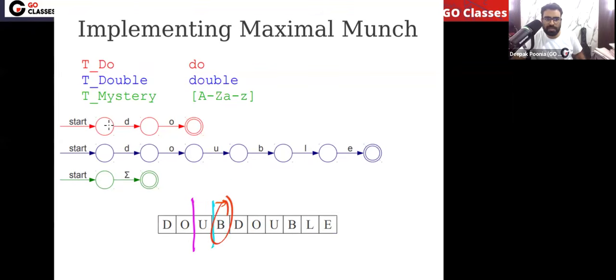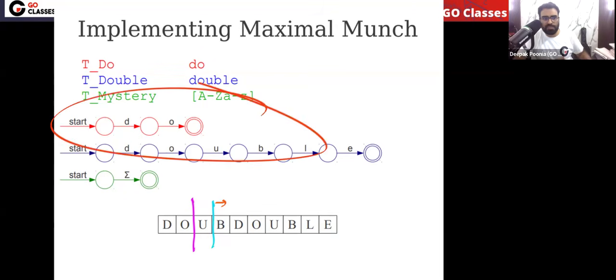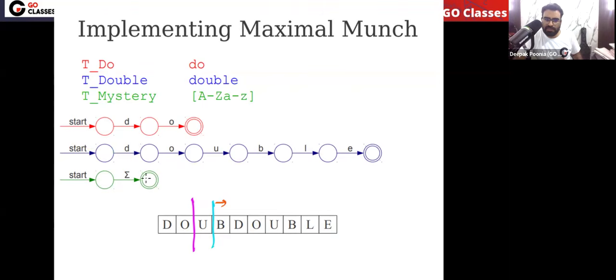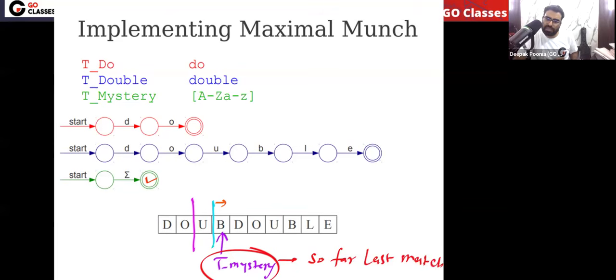So for this symbol B, the first NFA is stuck because in the first NFA, the first symbol must be D. The second NFA is stuck too, because in the second NFA, the first symbol must be D. But the third NFA is in the final state. Because that is in the final state, here you can put a marker. So far, this is the last match.